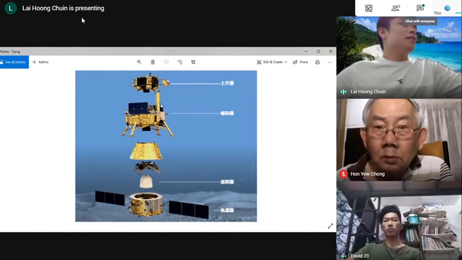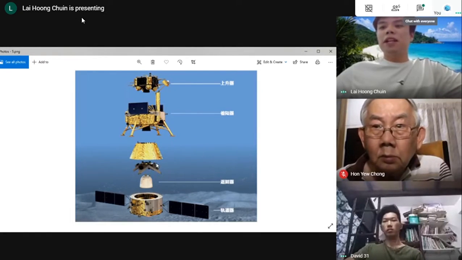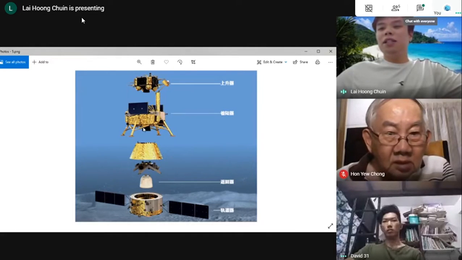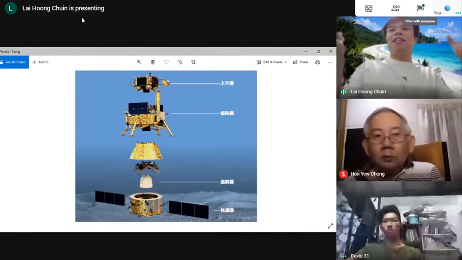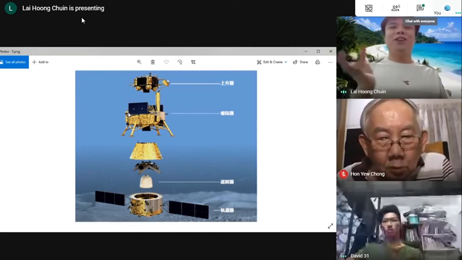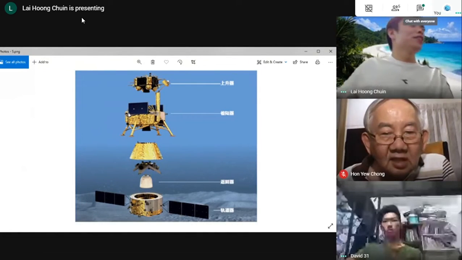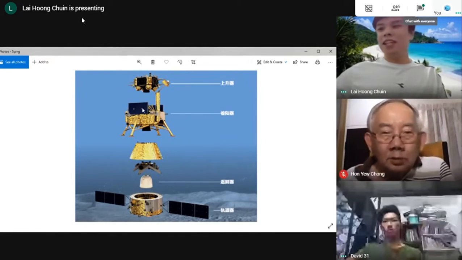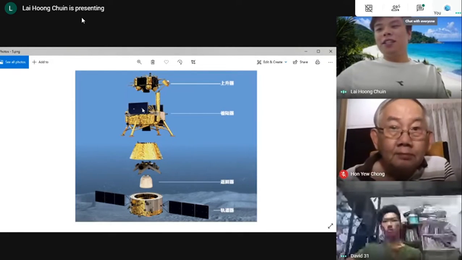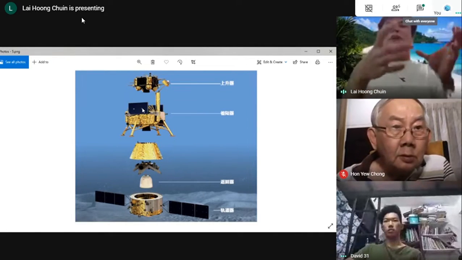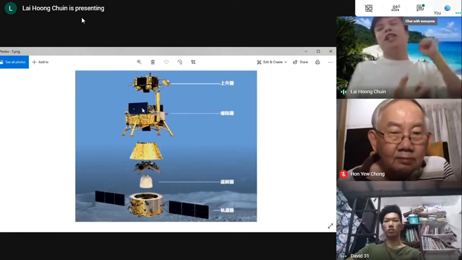On this lunar lander, there are actually 6 payloads. One is the landing camera located at the bottom of the lander. Then one is the 360-degree rotatable camera to take the panoramic view of the moon. So it's somewhere up here. This camera is located on a 360-degree rotatable platform. So this is considered as 2 payloads.